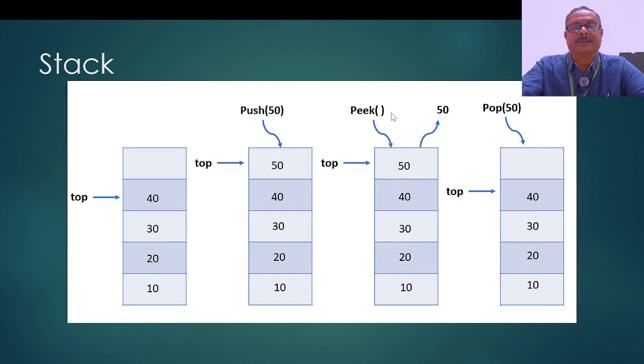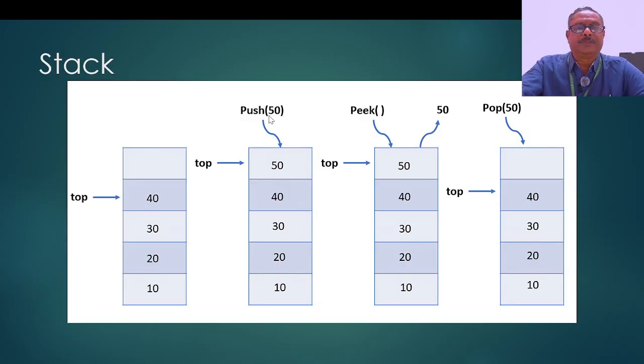Next time when we try to peek, it will just say that on the top of the stack we have an element with a value equal to 50. But if we pop it, then 50 comes out, and the top moves down. Whereas in the case of peek, the output will be 50, but the value of top will not change because we have not removed this element. With pop, we are removing this element.